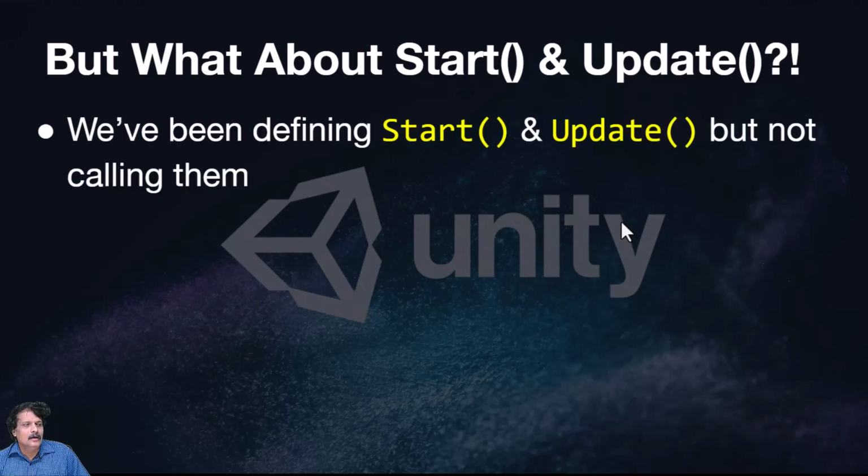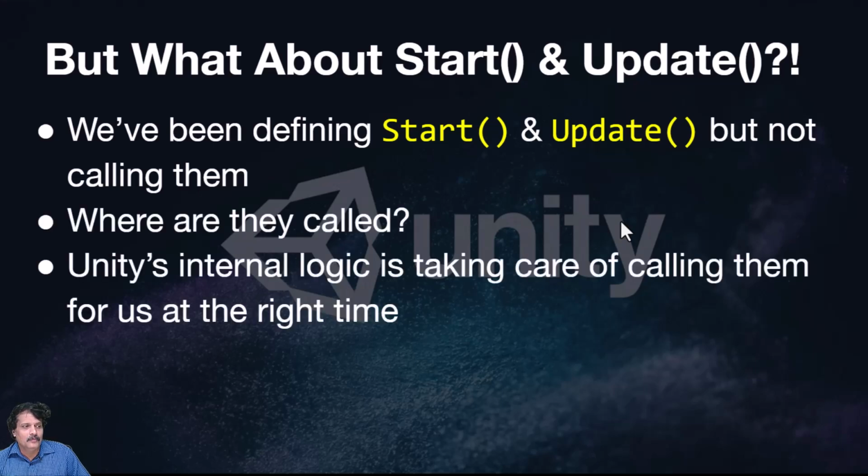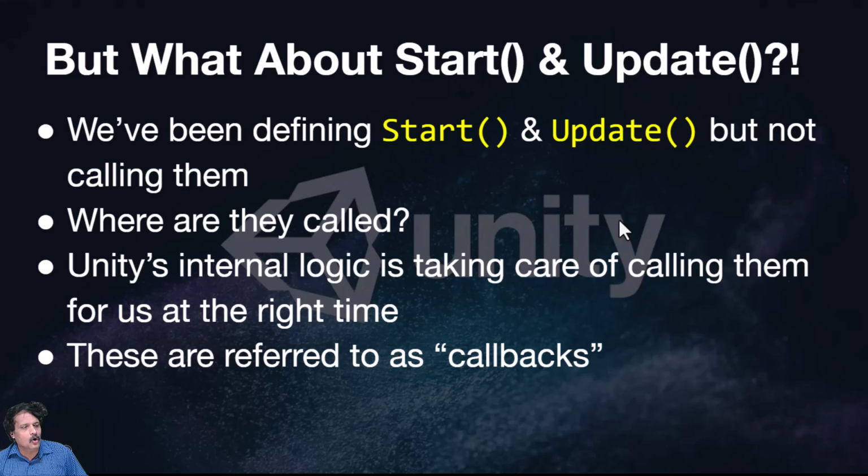Okay. So, we are defining start and update, but we are not calling them. Where are they called? It is Unity's internal logic which is going to take care of calling them. So, in case of start and update we need not call them. If you just define them, Unity's internal logic will take care and call them. That is why they are called callbacks. We use the term callbacks for methods such as start and update. So, now you have got a fair idea about what methods are.